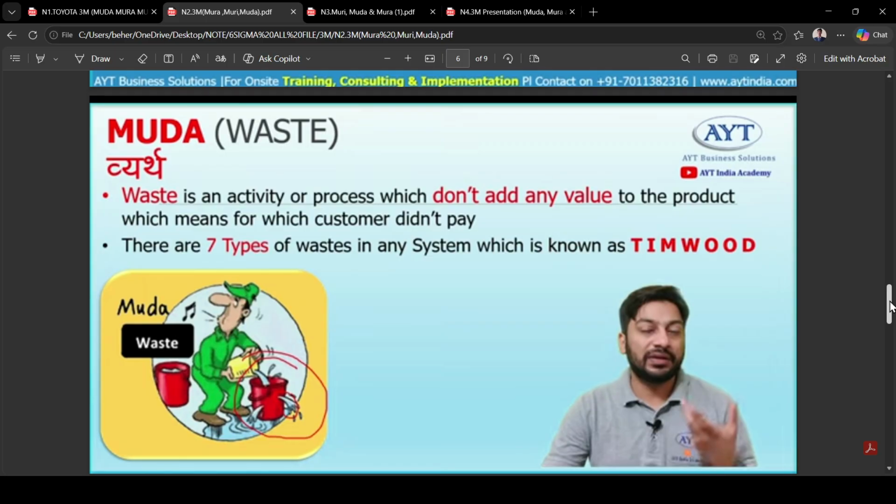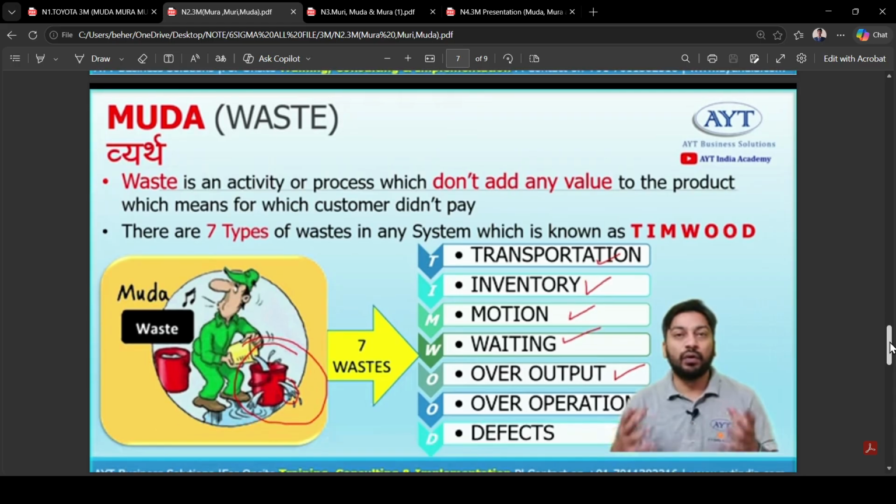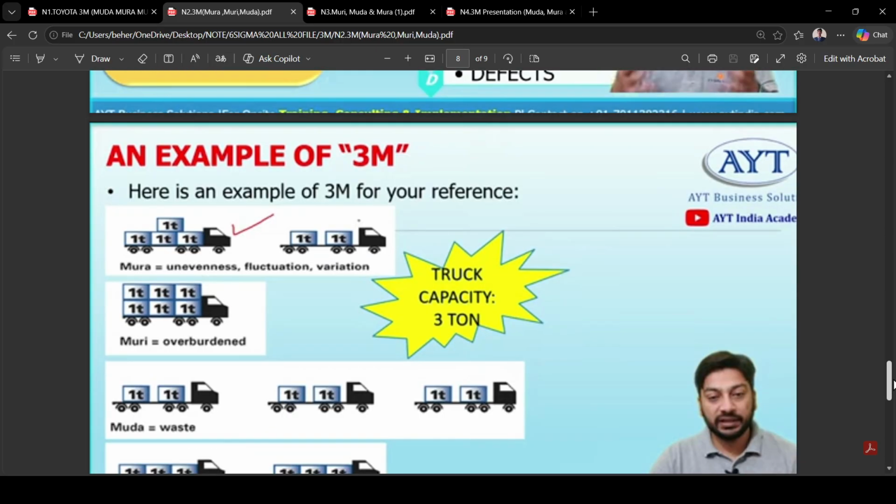Once you learn what TIMWOOD is: T means transportation, I means inventory, M means motion, W means waiting, O means over output, another O means over processing, and the last one, D, is defects.